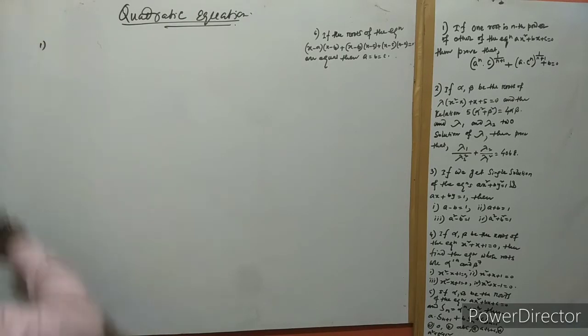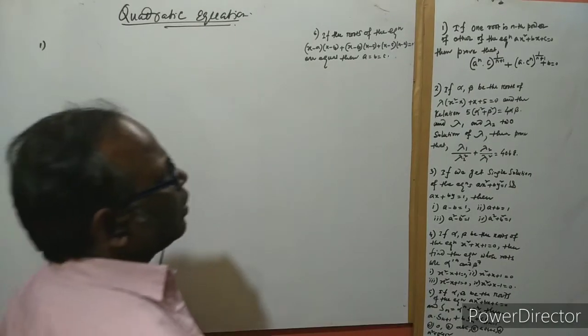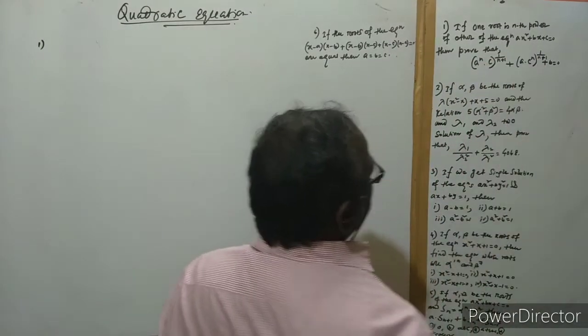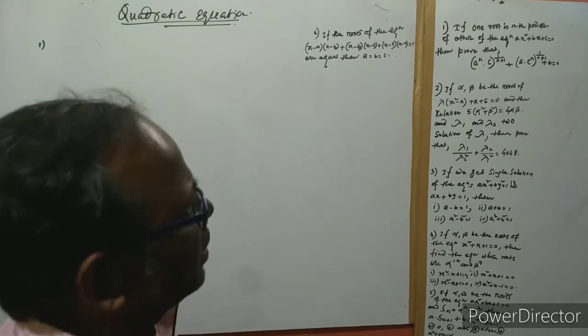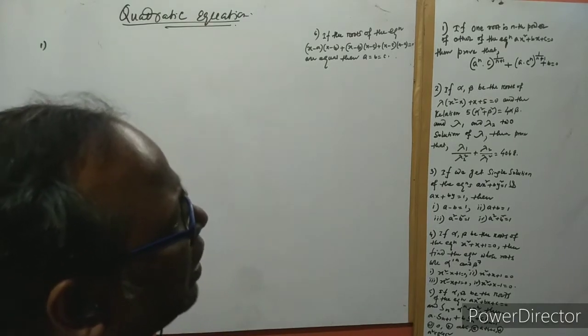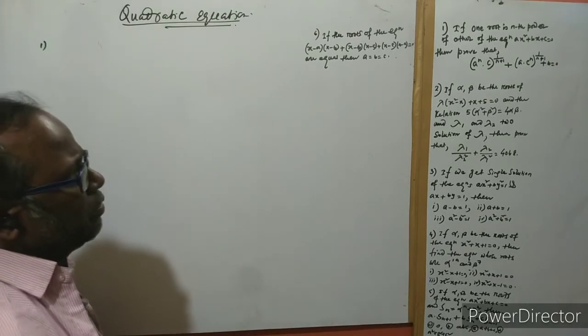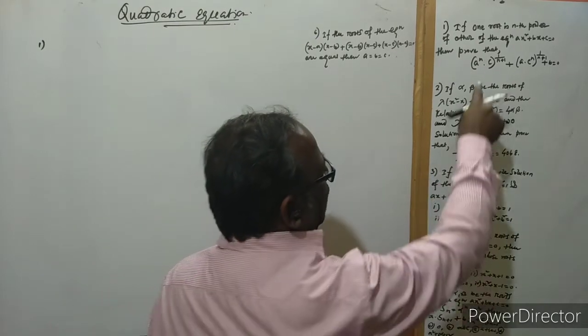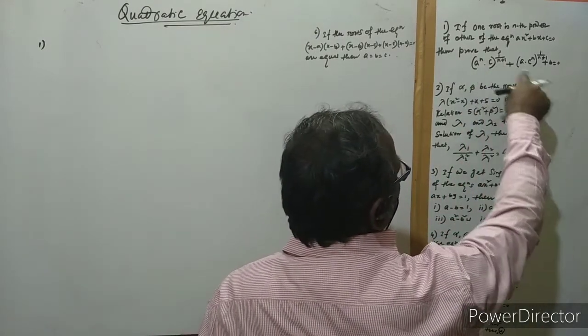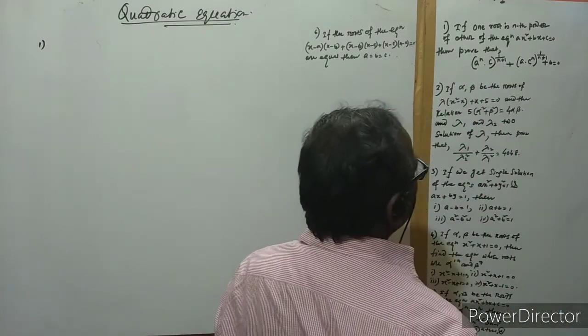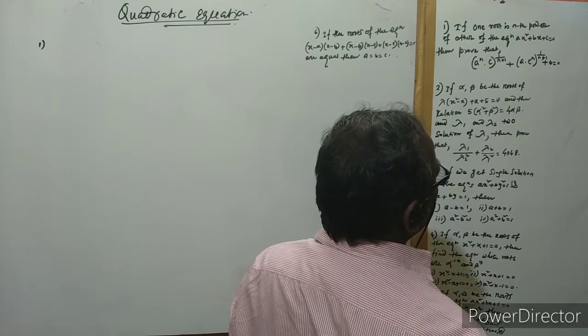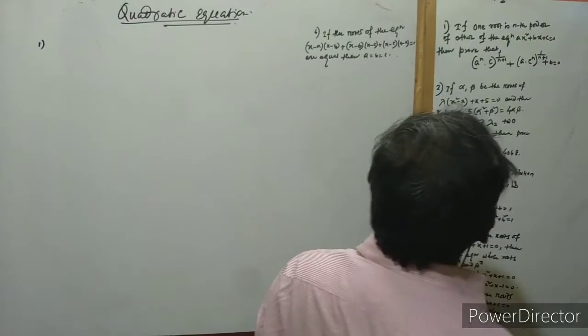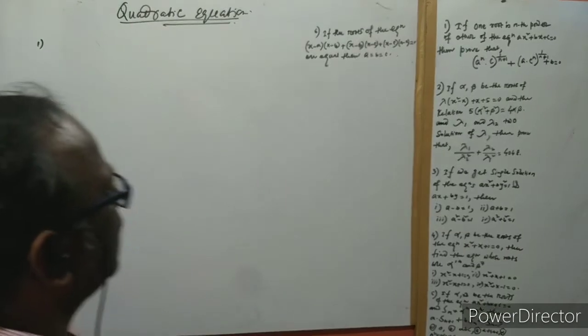First one is given that one root is the nth power of the other of the quadratic equation ax square plus bx plus c equal to 0, and we have to prove (a to the power n, c) to the power n, whole to the power 1 by n plus 1, and also (a into c to the power n) whole to the power 1 by n plus 1 plus b is equal to 0. Okay, and see the calculation here.